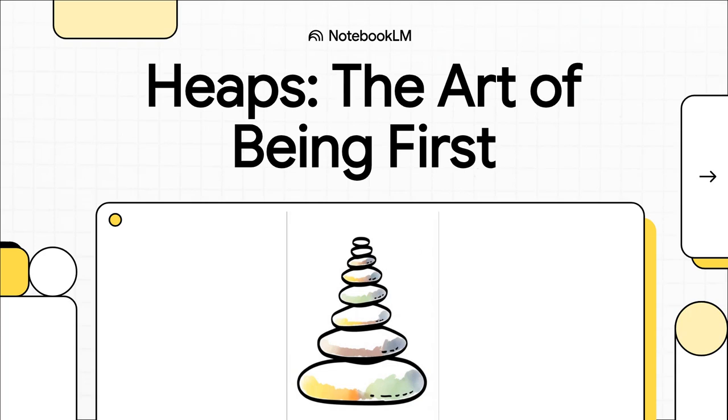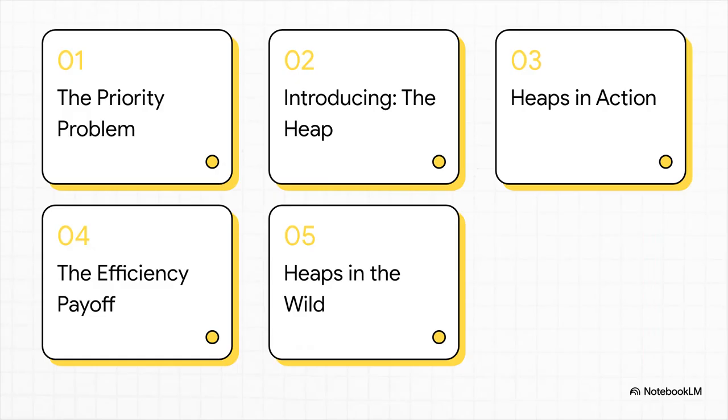Have you ever wondered how your computer, with hundreds of things running at once, instantly knows which task is the most important? Well, today, we're going to pull back the curtain on the incredibly clever data structure that makes it all possible, the heap.